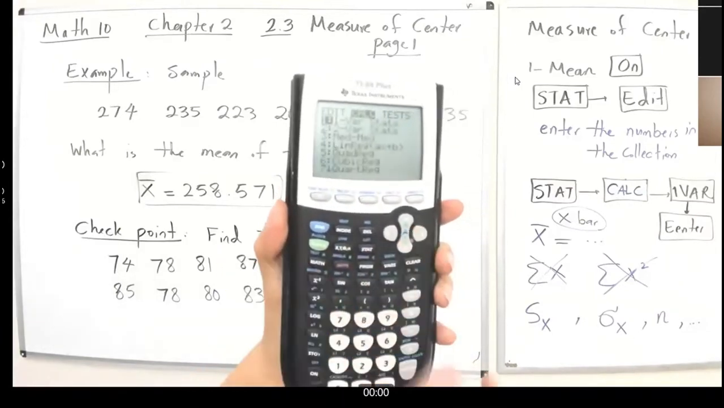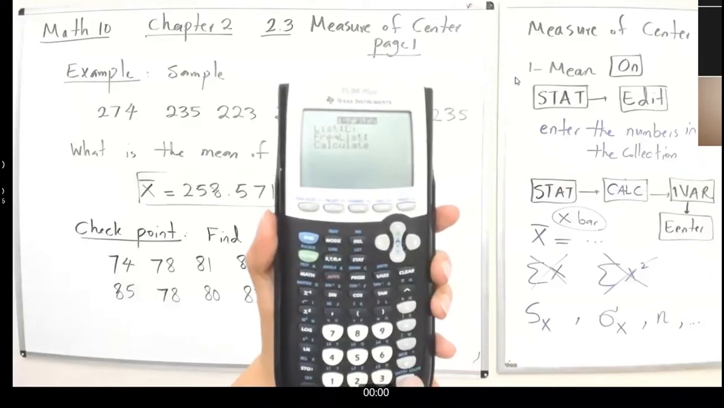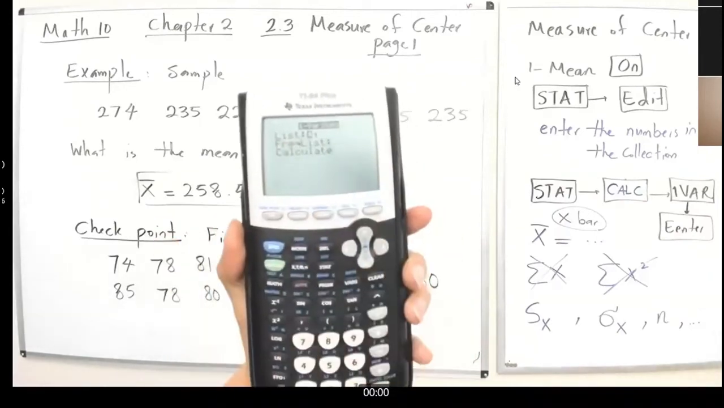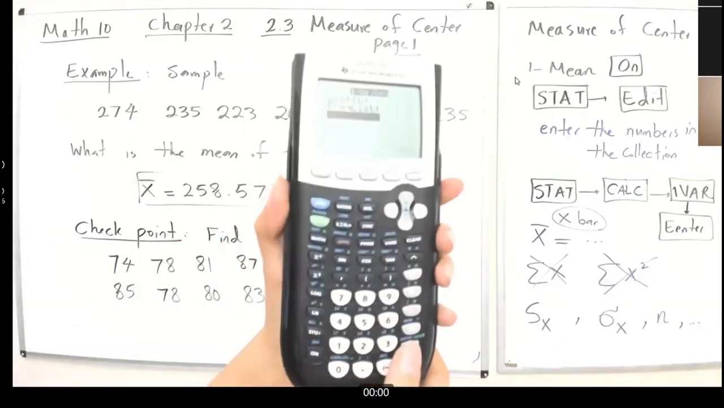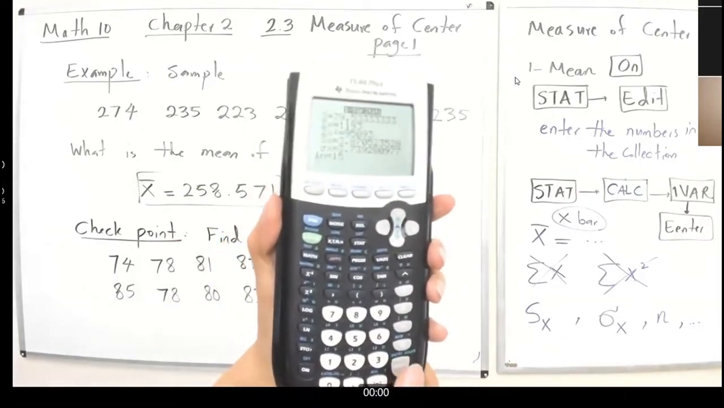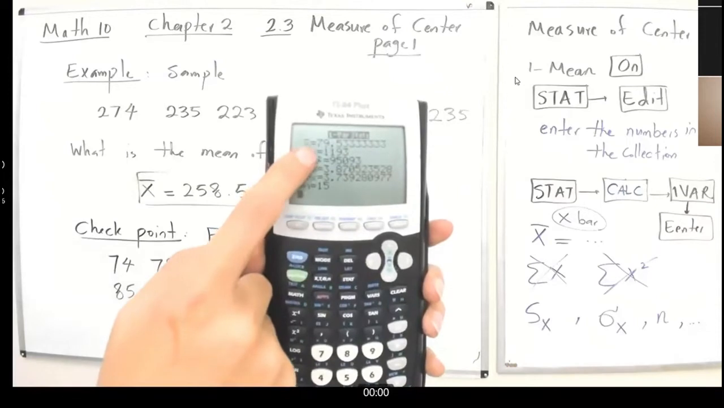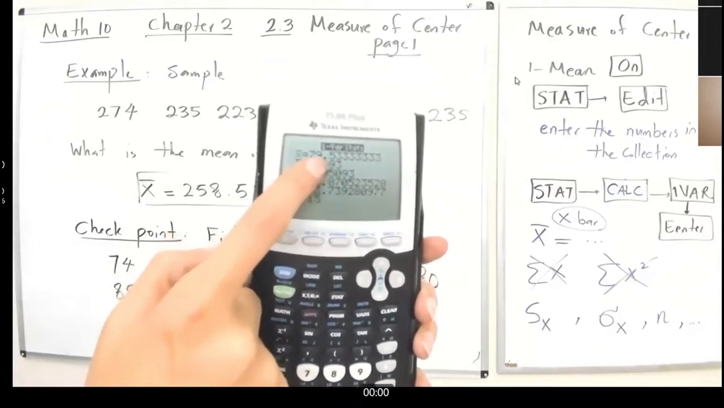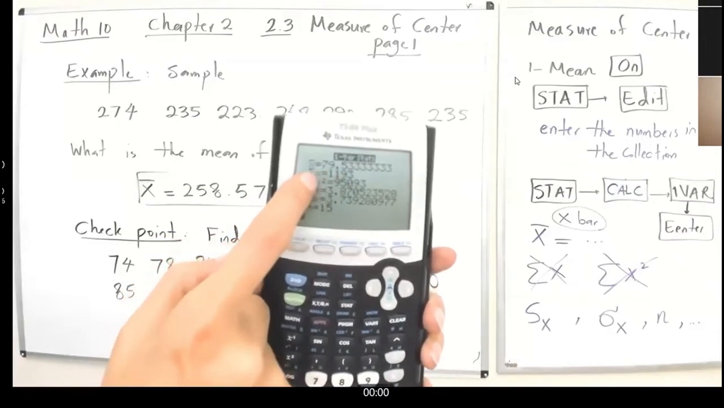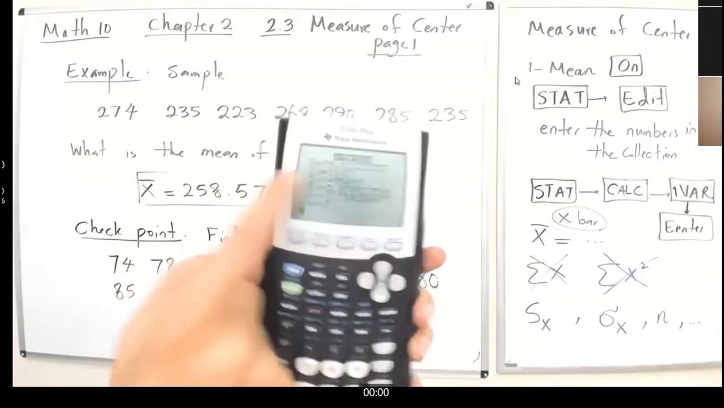Calc, and here it's already selected one variable for me. It's on L1, so enter, enter, enter, and as you can see, it is 79.53 or 79.5, your X bar or the mean.